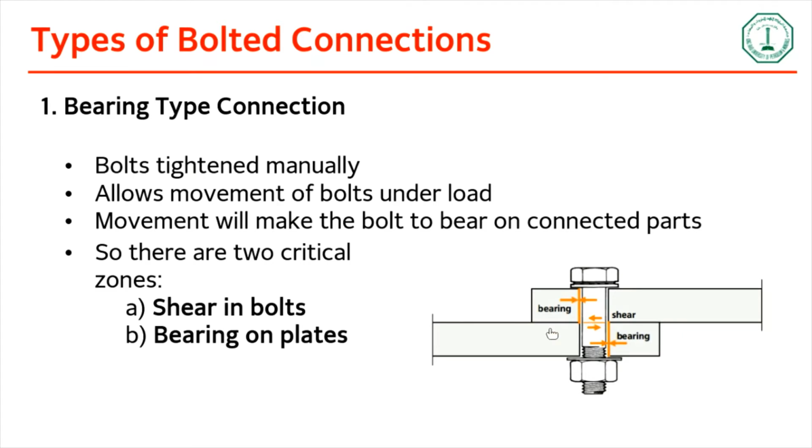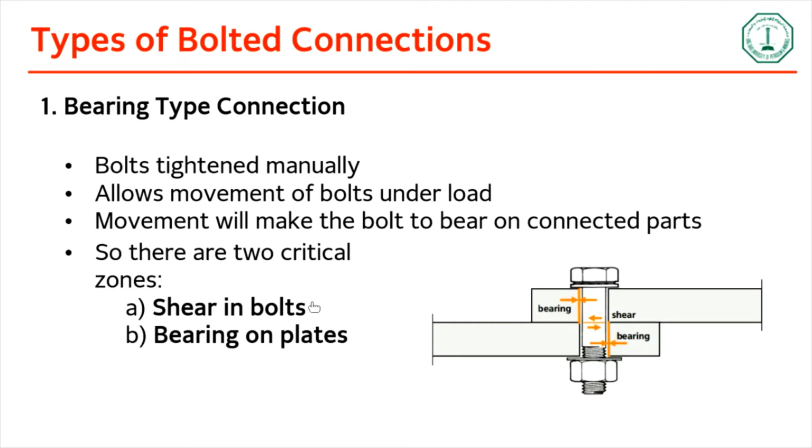And the second part is bearing on the plates. So when you start pulling it on this side, for example, I pull this tension member to the right, and automatically there will be a reaction on the left. You see that the surface of this bolt will bear on the surface of this tension member, or whatever the connected member is. So this is something that we'll be discussing in detail as we go ahead today.